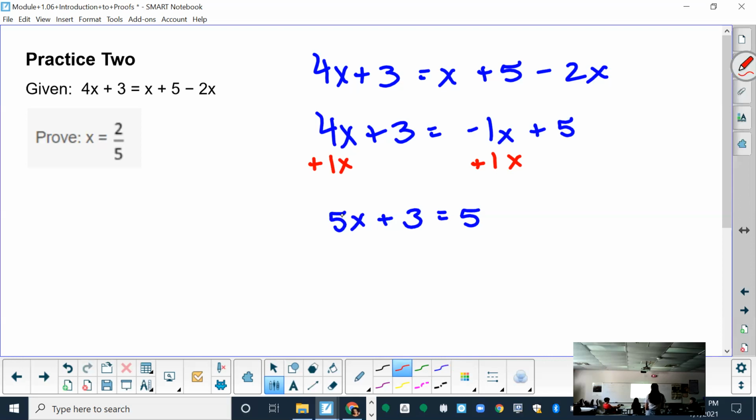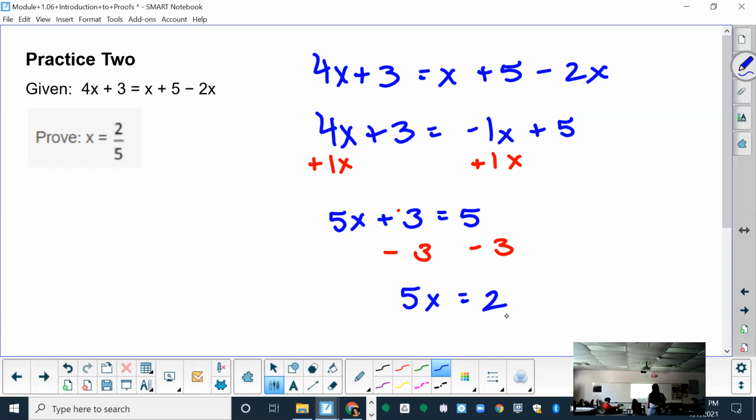The 3, because the 5 is right next to the x, the 3 is separated by this plus sign. So to cancel out the 3, do the opposite of adding 3, which is subtracting 3. So do that on one side, you have to do it on the other side too. We did it on the left side so that it cancels out. On the left side, I just have 5x. On the right side, I have 5 minus 3, which is 2.